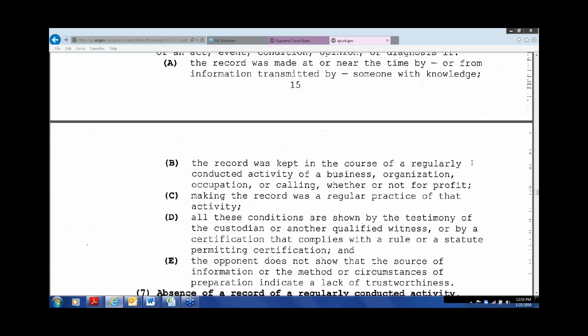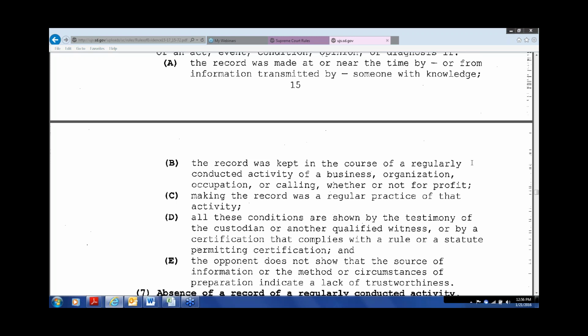It used to be that the rule basically said that if the court found that the circumstances showed a lack of trustworthiness, it would exclude the record. And now it says the opponent does not show. So now it has placed the burden on the opponent of the business record to show that it should not be admitted.